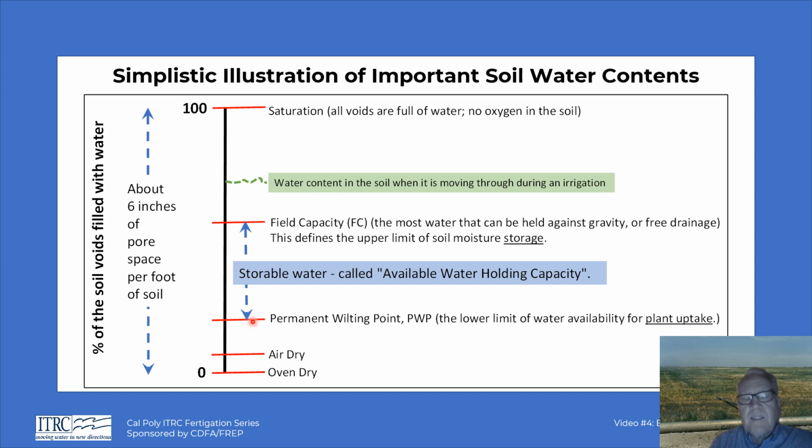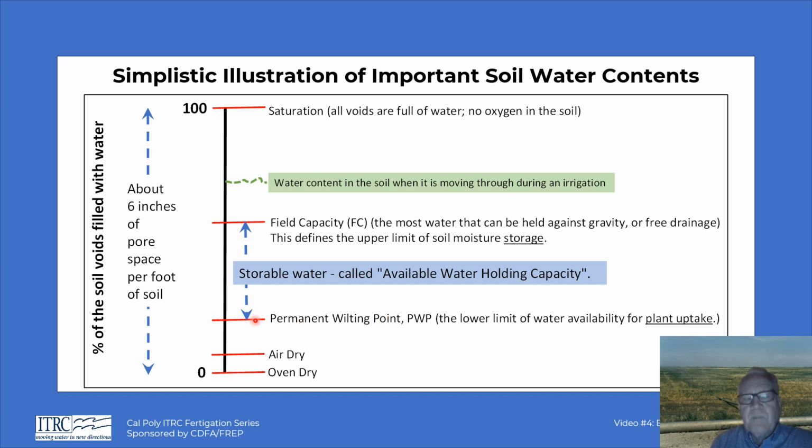It's held real tightly by the soil matrix. And the plants, well, it just doesn't move. It's held so tightly in the soil, it doesn't move easily into the roots. And so it moves so slowly toward the roots that the plant will permanently wilt. In other words, it'll die.